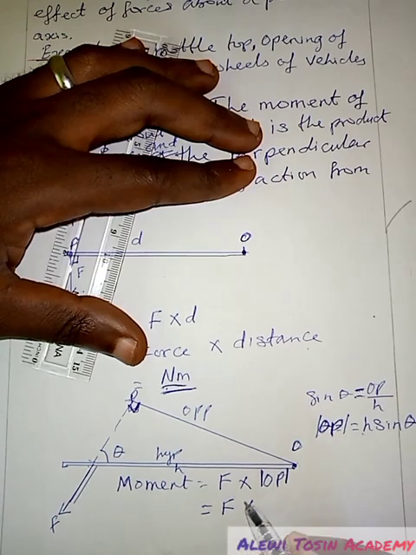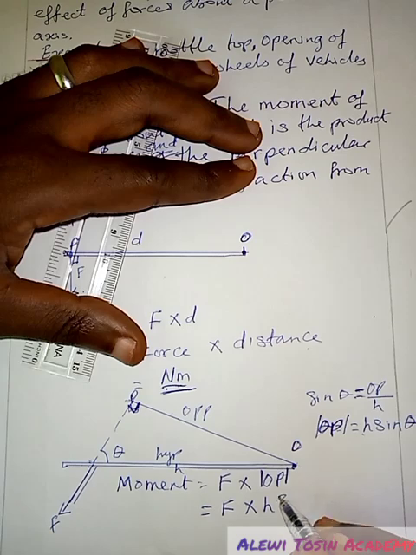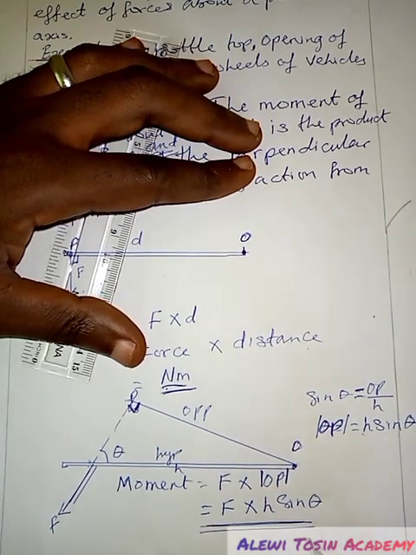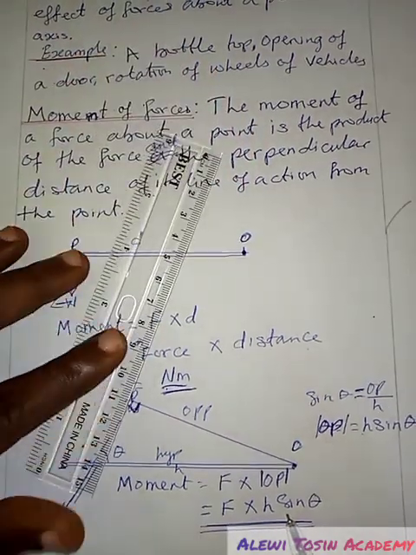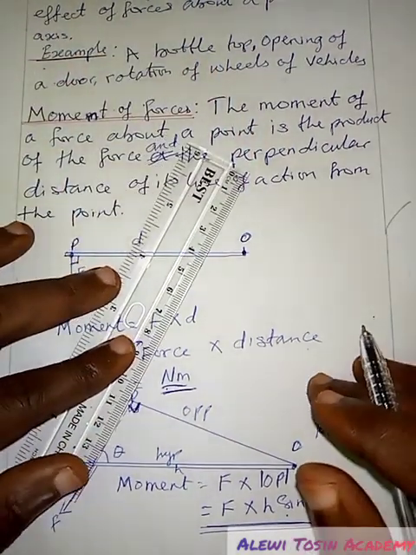So we can say moment is equal to F times H, that is the distance here, times sine theta. That is another formula for finding moment, if you are given the inclined angle. Okay, we continue on that one next time.